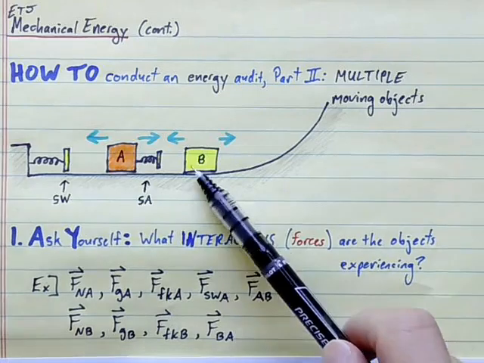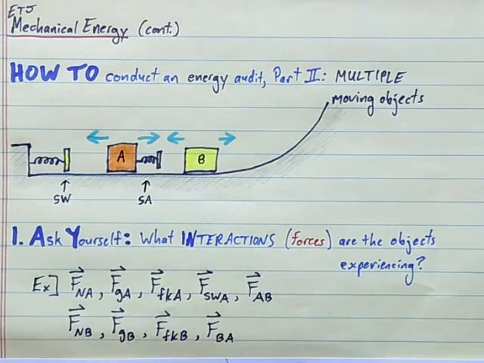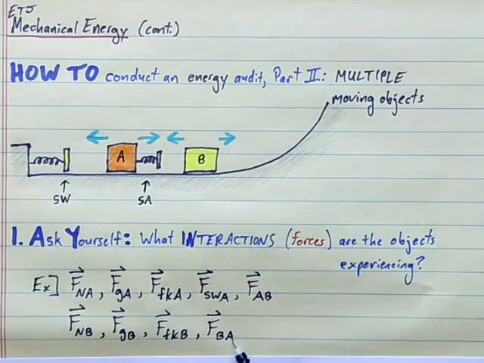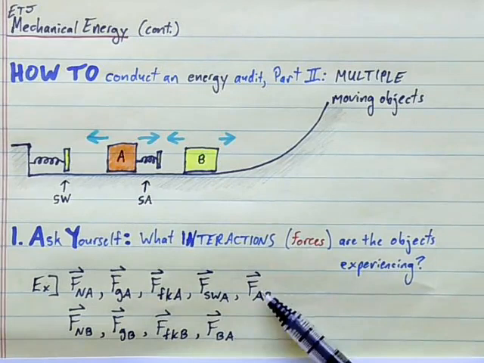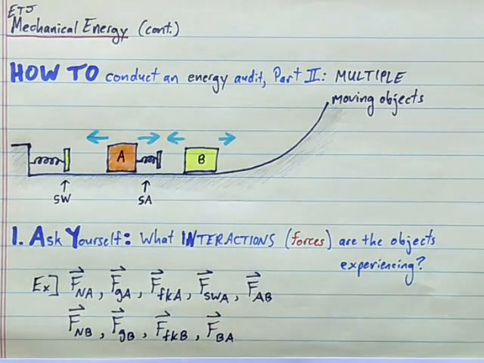And then B is not going to interact with this spring over here, but when it collides with A, there'll be a force on B due to A. So this pair is that Newton's third law pair of contact forces between them, and it'll be a spring force from this spring acting like a bumper.